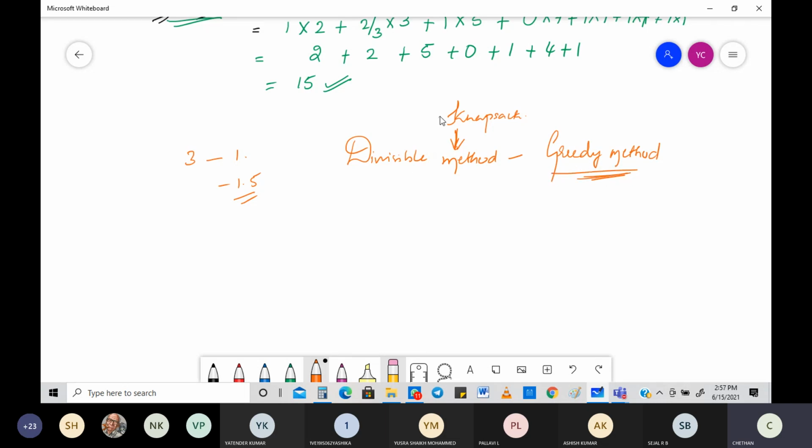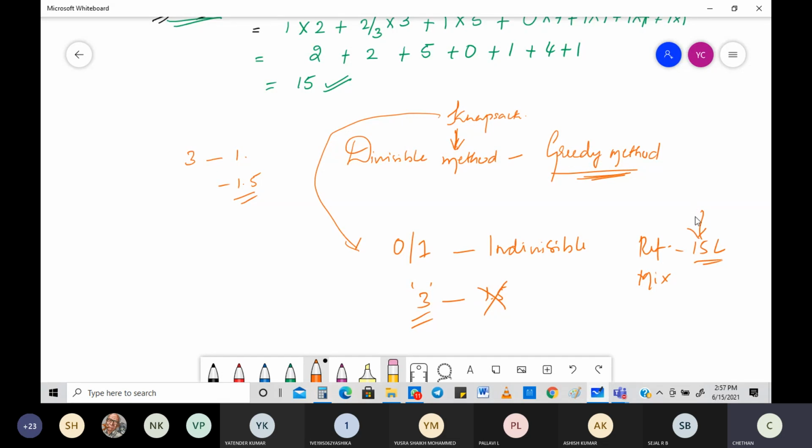But this knapsack can even be implemented with only zeros and ones, which is indivisible. So here, if there is 3 kgs, you can't put 1.5 kg and all. Not possible. You need to put only 3 kg. I gave an example of your refrigerators or mixers. If it's a 15-liter refrigerator, you can only take 15 liters. You can't tell the shop owner, cut this into 5 liters and give me only 5 liters. That is not possible, right? So these are indivisible.